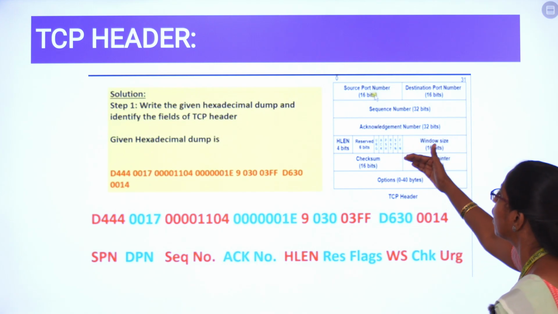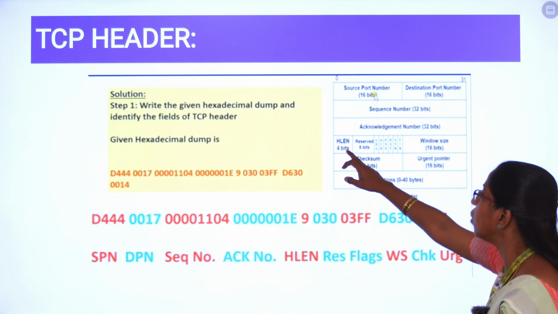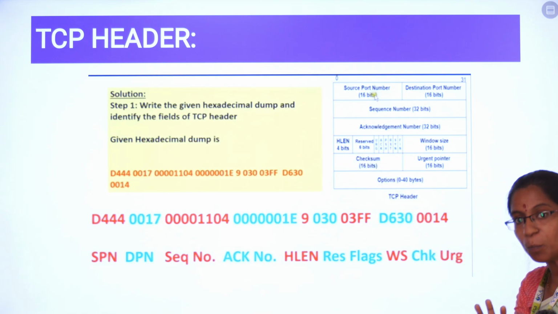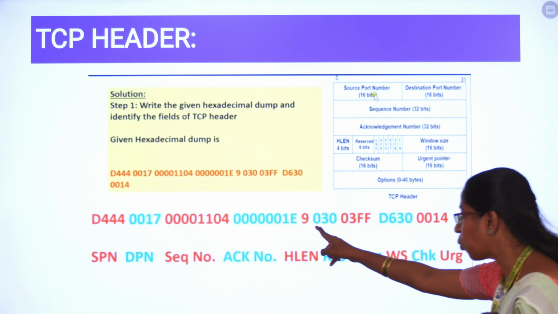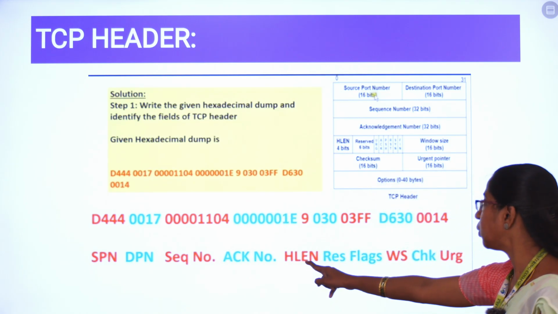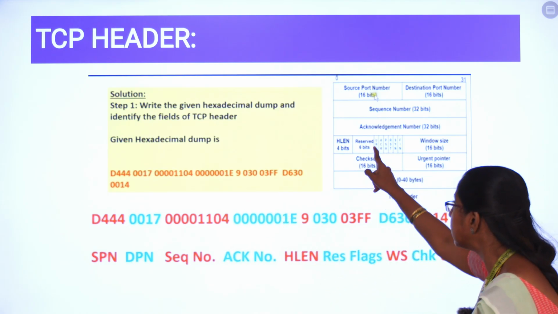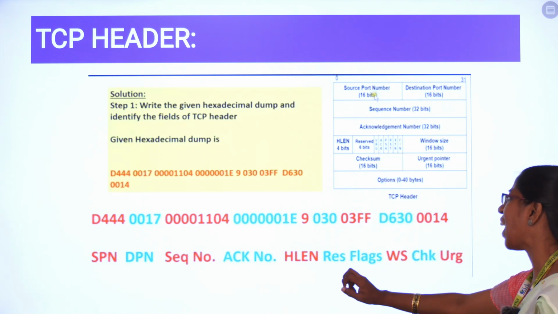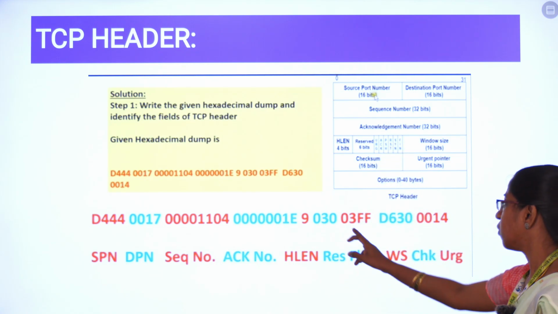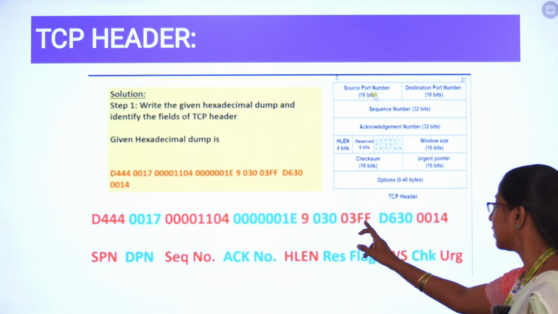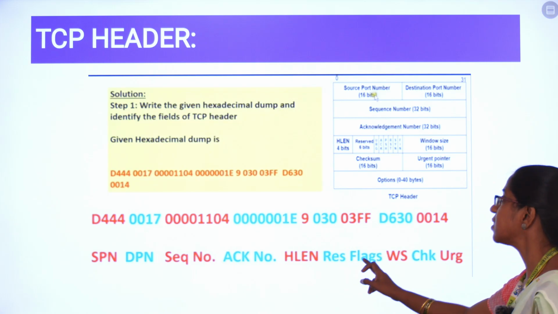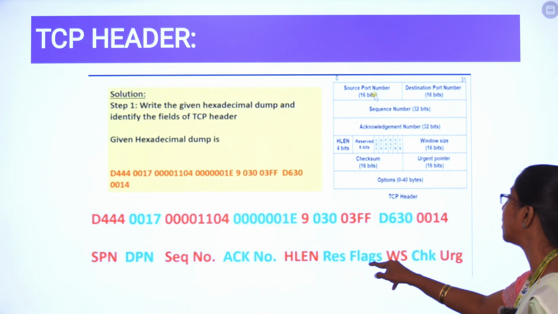Again we are going to the fourth row. This is the header length. It occupies only 4 bits, which means only one hex digit. This is 9. This 9 indicates the header length. Next, reserved bits and flags occupy the remaining field, 4 plus 4, 8, then 12 plus 16. This 16 bits is called the reserved and flag bits.